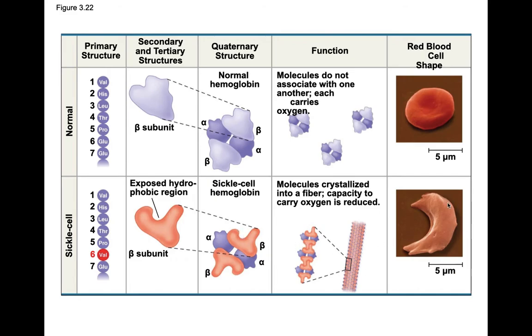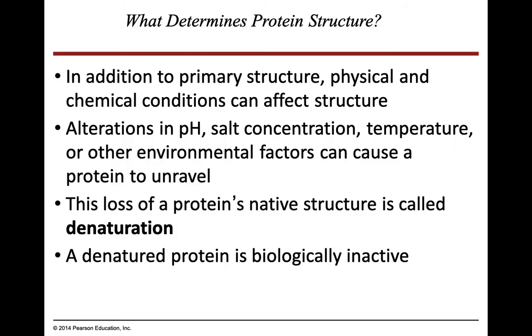And their shape is a lot different based on that one amino acid substitution. And that means that the ability to carry oxygen is significantly reduced. So it's not as if you have sickle cell anemia, you can go out and sprint as fast as you can. Your body's ability to carry oxygen is significantly hindered because of this one small substitution.